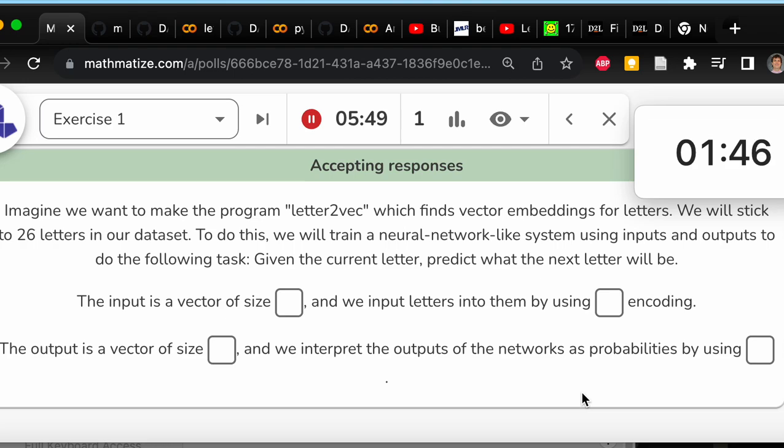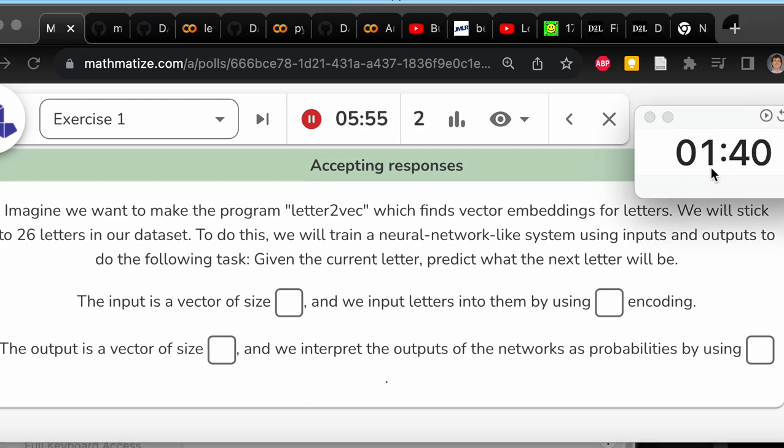Letter2Vec, and we've got to figure out how we are going to get vectors out of letters. We saw last time that you can train a neural network to do a prediction task. When it was word2vec, we were predicting the next word. We had these sentences, and then we removed some words and asked, can you predict the next word? For letter2vec, it's going to be the same kind of thing, except we're going to predict the next letter.